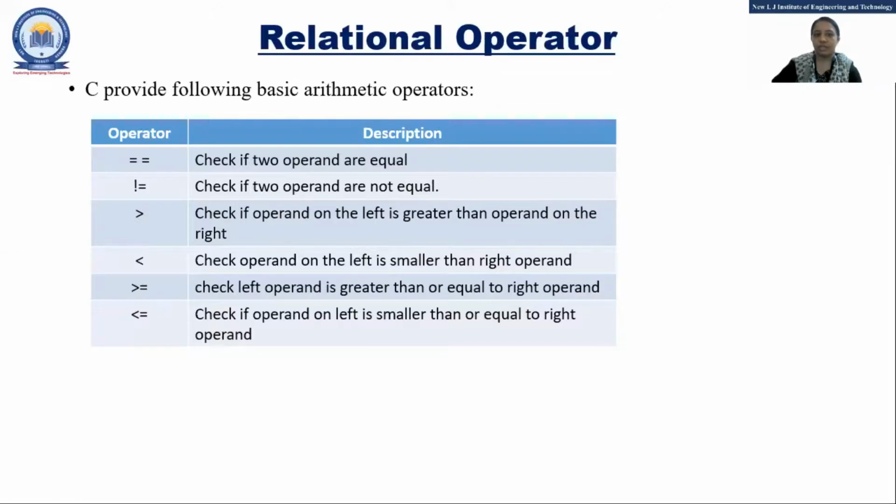The next is the relational operators, right? You can see double equal to, not equal to, greater than, less than, greater than or equal to, less than or equal to. They are nothing but relational operators, and they are used to check a condition, as we have seen in the flow chart.